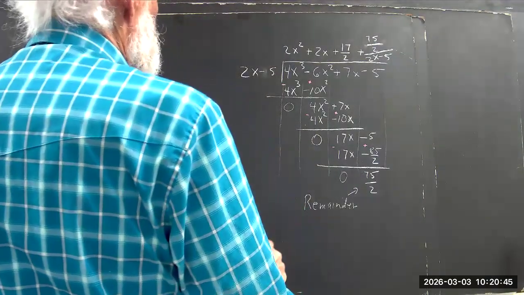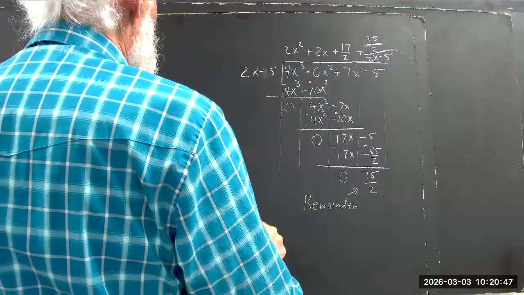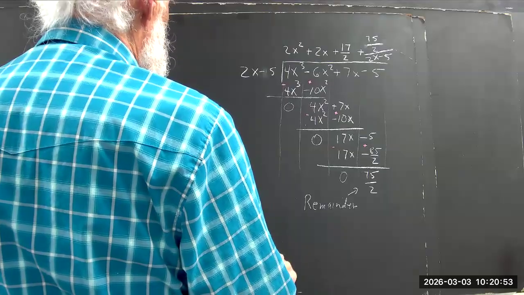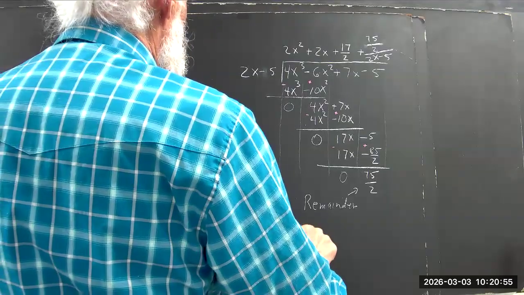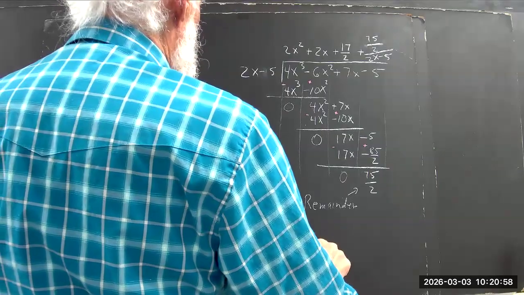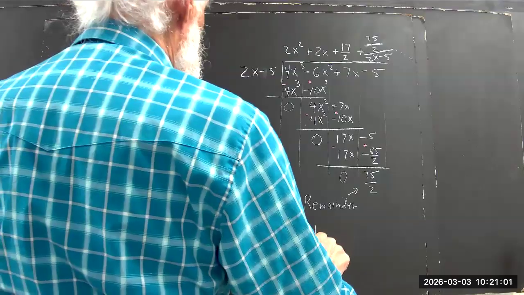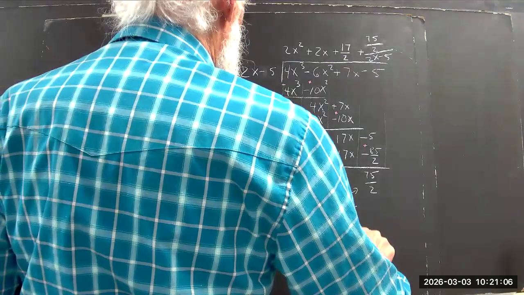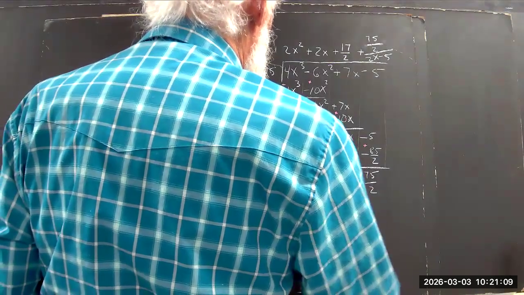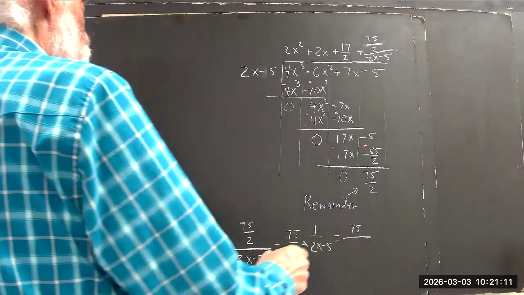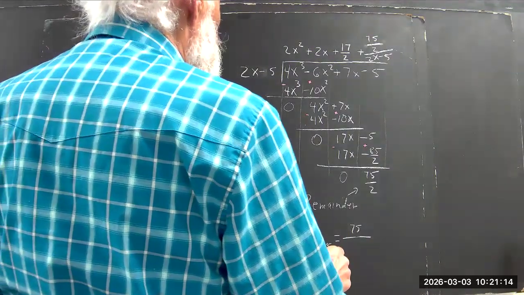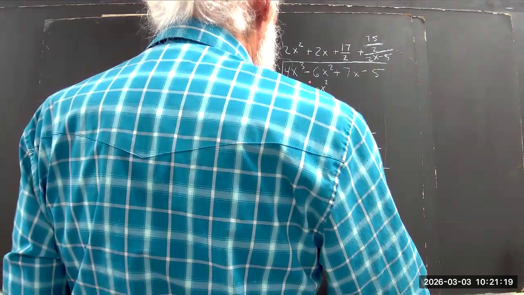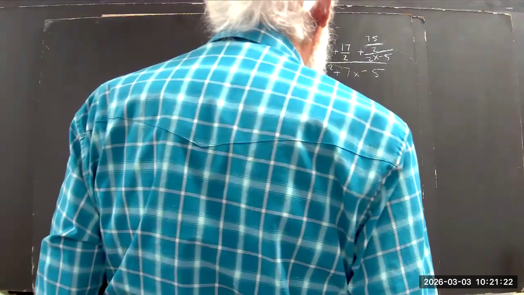Okay, now down below, we're going to do a little scratch calculation. 75 halves over 2x minus 5 means 75 halves multiplied by the reciprocal of 2x minus 5. So that's going to be 75 times 1 divided by 2 times 2x minus 5. That would be 4x minus 10.